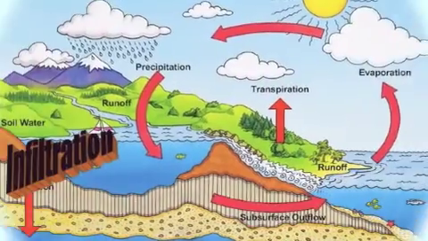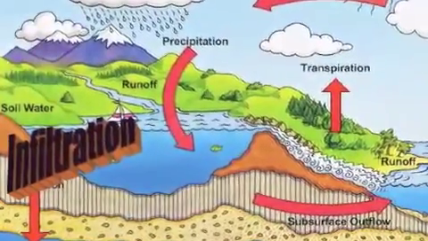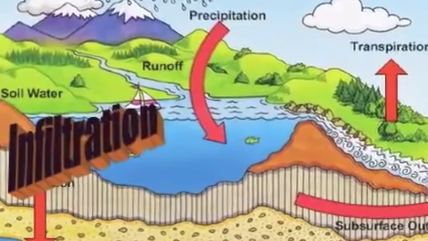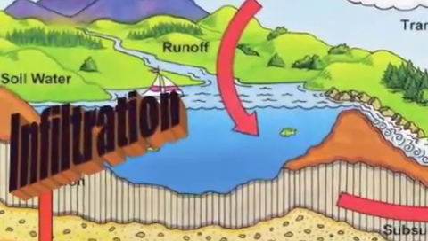The next part of the hydrologic cycle is infiltration. As we see in this diagram, after receiving precipitation, we need somewhere for the water to go, and that's where infiltration comes in. During infiltration, the water enters the soil.